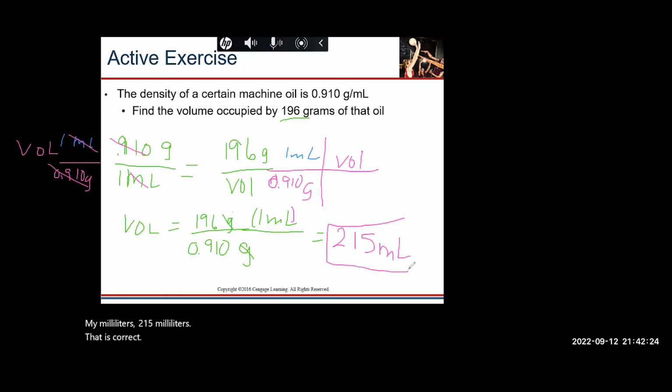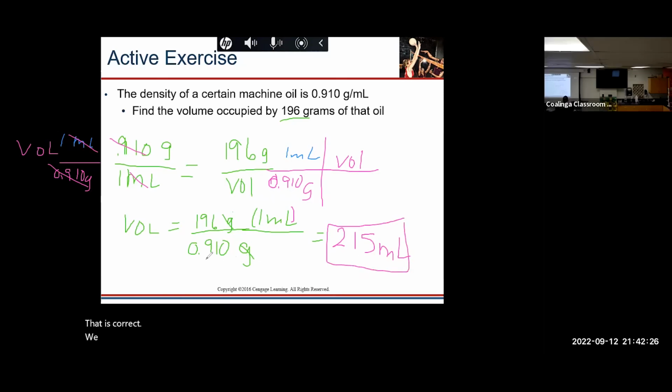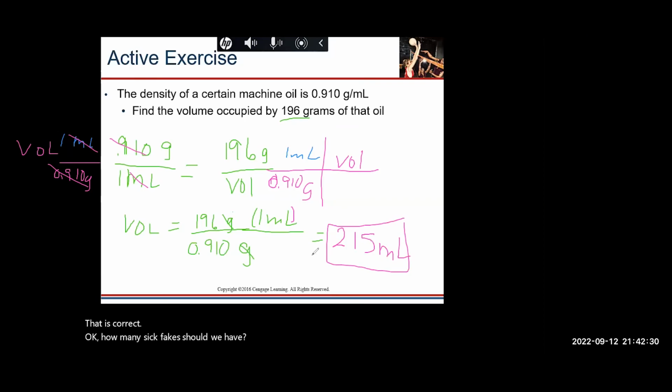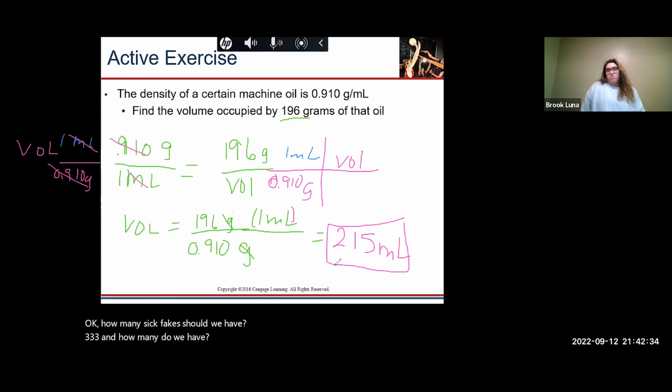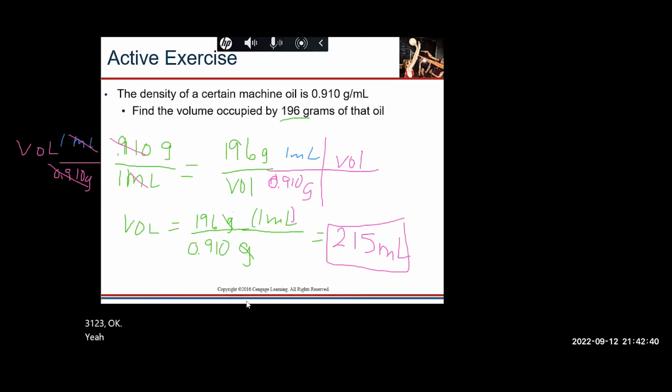Do we round? Okay, how many sig figs should we have? 4? 3. And how many do we have? 3. Oh dear. Okay, yeah, that works.